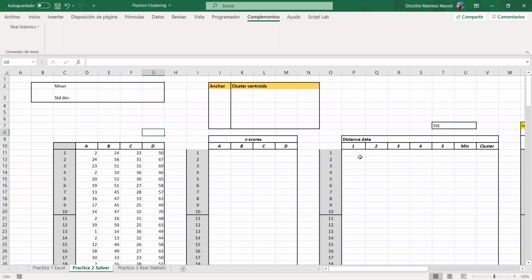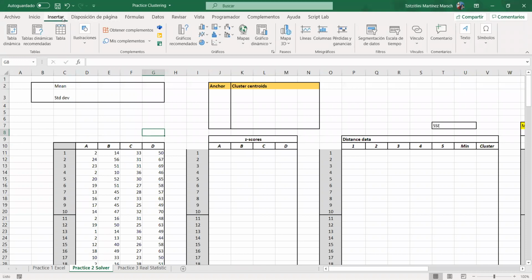Okay, the next thing that we're going to do is use Solver, which is a tool that Excel has for data analysis and optimization. It's a lot easier and a lot quicker than what we've been doing right now. So it should be a lot easier to understand and it's not going to be so much work.